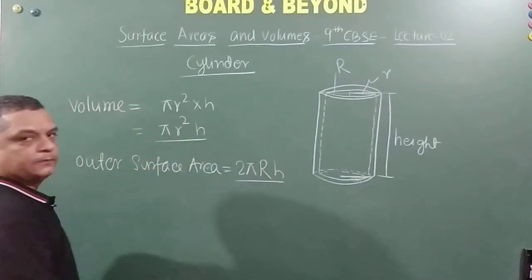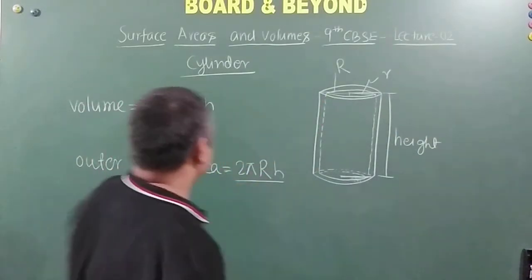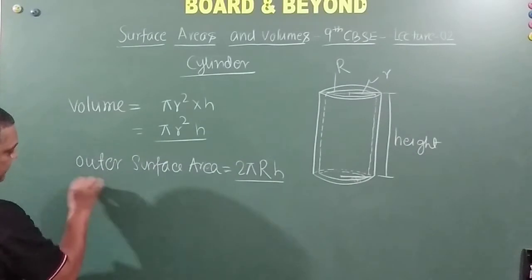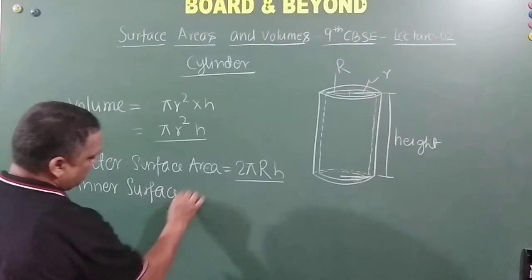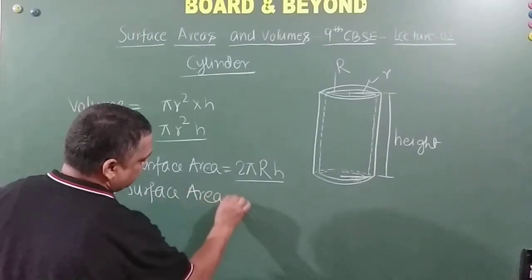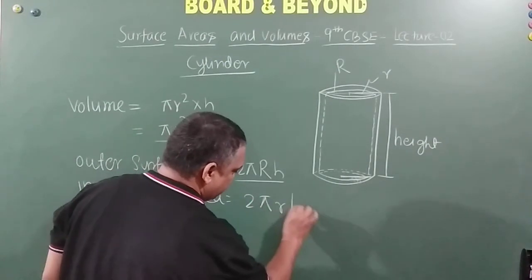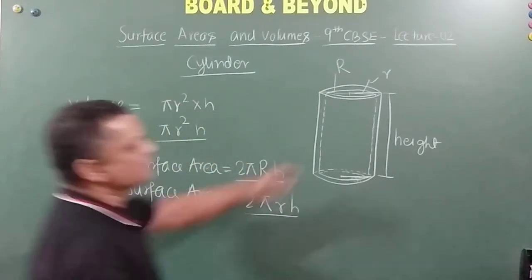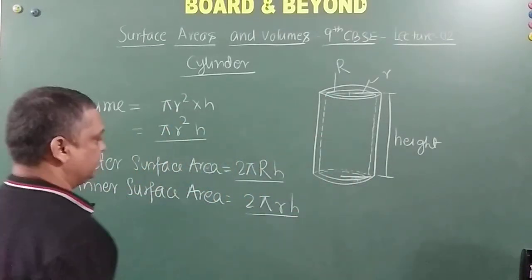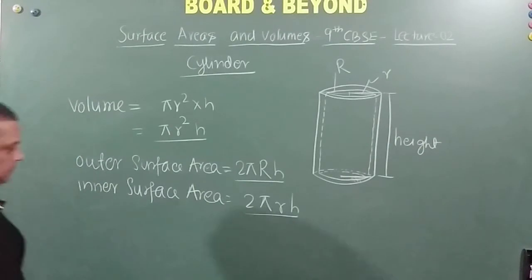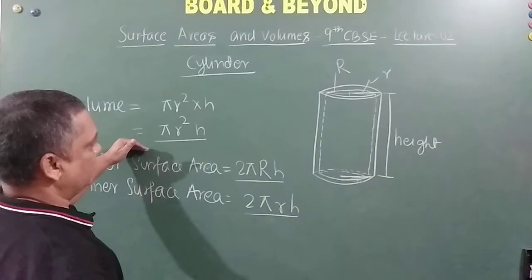You are getting my point, right? 2 pi capital R into h, since we are finding the outer surface area. Let's say inner surface area. Inner surface area will again be 2 pi but small r into h, because the inner circle radius is small r, right? Now these are the two things we have found out, along with the volume.